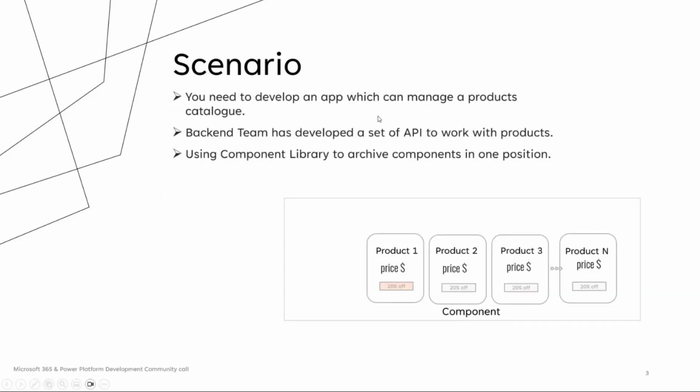So let's examine a possible scenario to introduce an enhanced component property. Let's assume we need to develop a Canvas app which can manage a product's catalog by custom API. To make the app more maintainable and reusable, we decided to use an approach based on component. And in this scenario, the component has the role to render the list of the products and apply a discount.